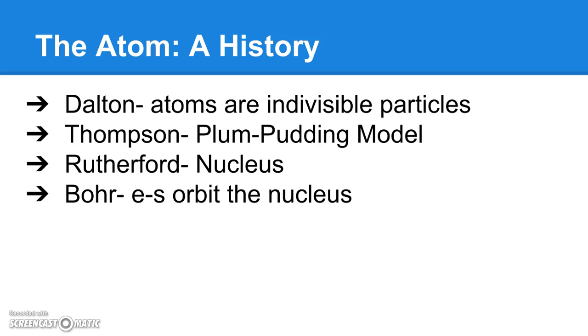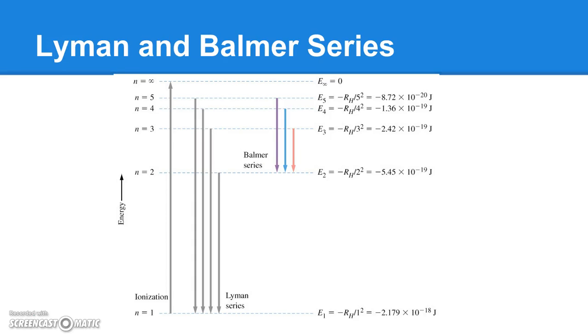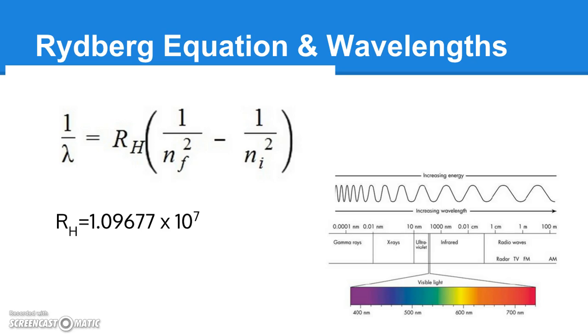Rutherford was the one who said that atoms have a dense positively charged nucleus, and then Bohr realized that because electrons don't spiral towards the nucleus, they must orbit it. So here is the Bohr model, which shows an electron in the ground state. Then the Lyman series and the Balmer series illustrate electrons dropping down from the excited state back to the ground state. When this happens, a wavelength is emitted, and that can be calculated using the Rydberg equation.